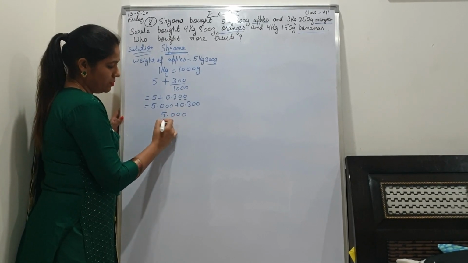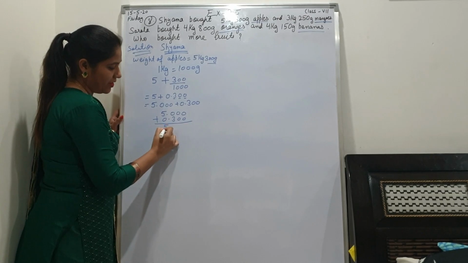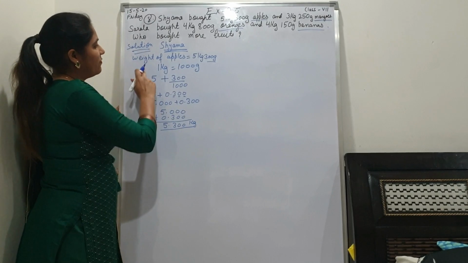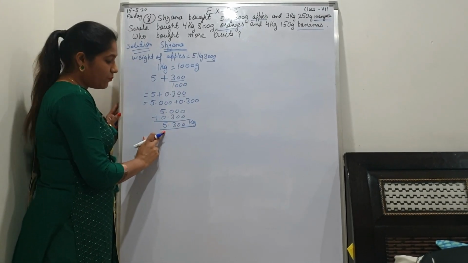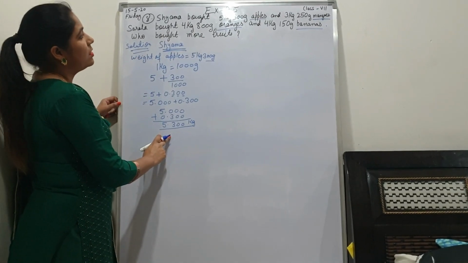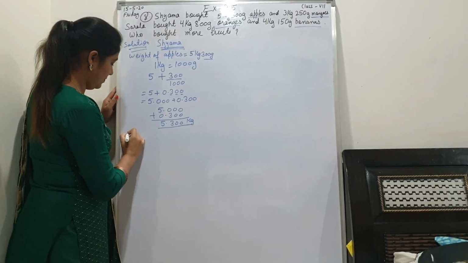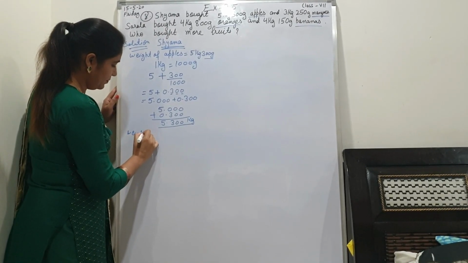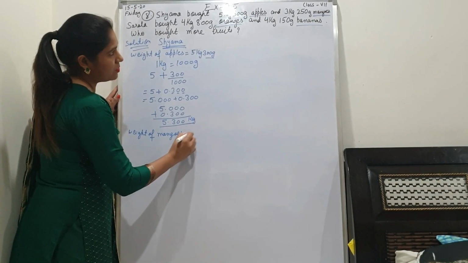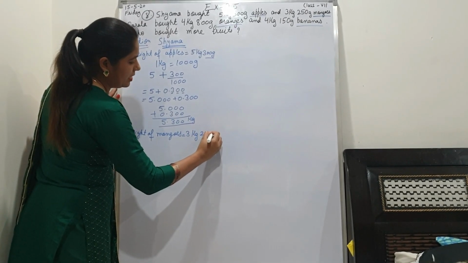5.000 plus 0.300 gives 5. So the weight of apples is 5.300 kg. That is the weight of apples. Now we have to see the weight of mangoes. Weight of mangoes is 3 kg and 250 gram.